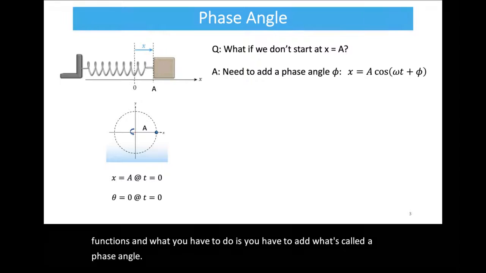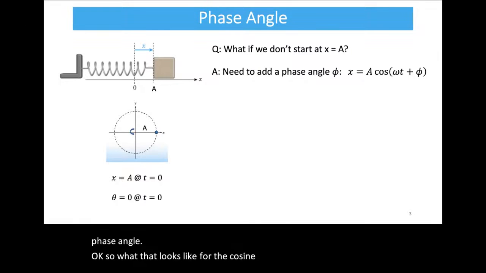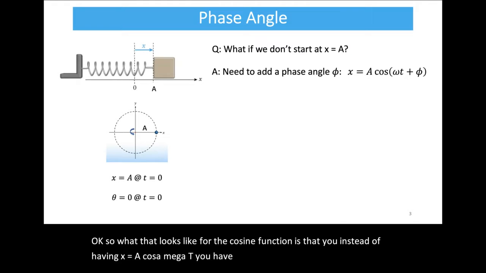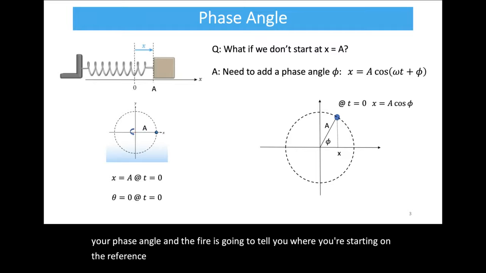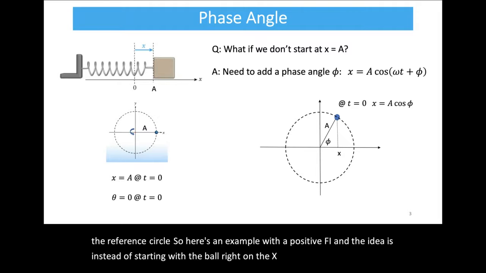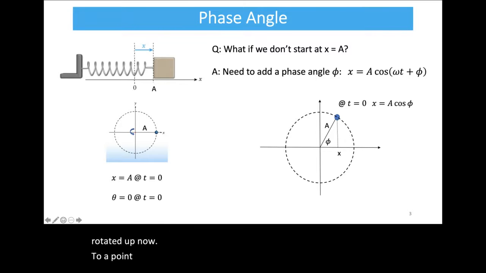So what that looks like for the cosine function is that instead of having x equals a cos omega t, you have x equals a cos(omega t plus phi), where phi is your phase angle. And the phi is going to tell you where you're starting on the reference circle. So here's an example with a positive phi. Instead of starting with the ball right on the x-axis, the ball has rotated up now to a point where x is less than a. x is equal to a cosine of that phase angle. So that's where you're starting.